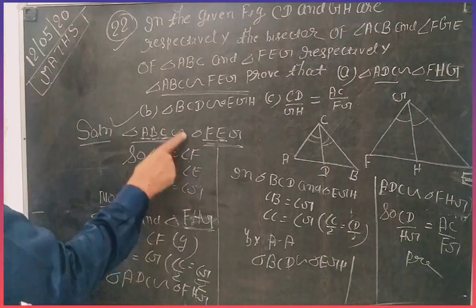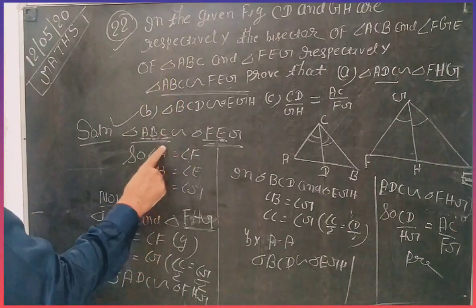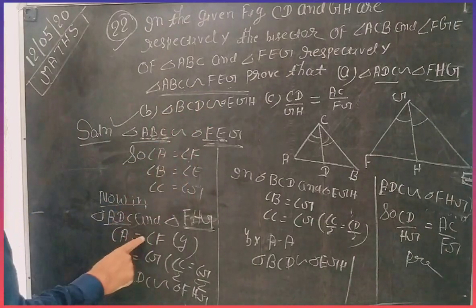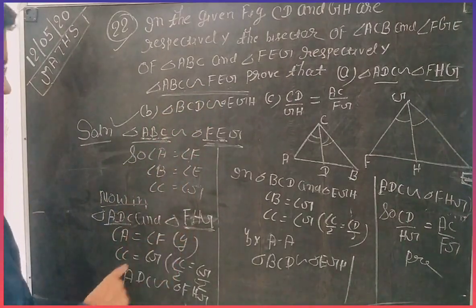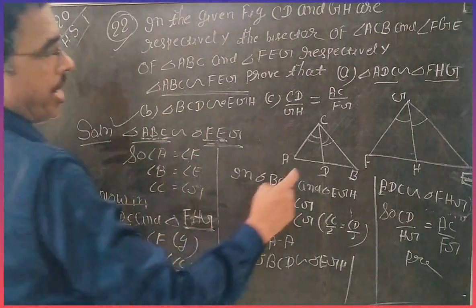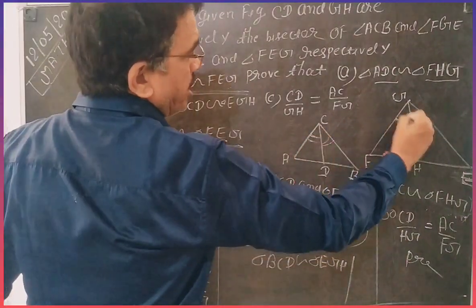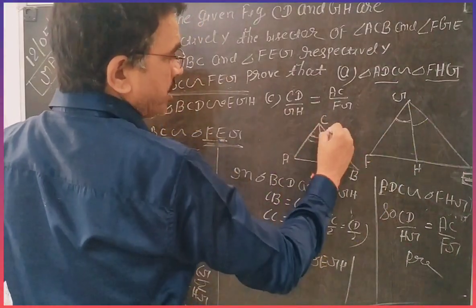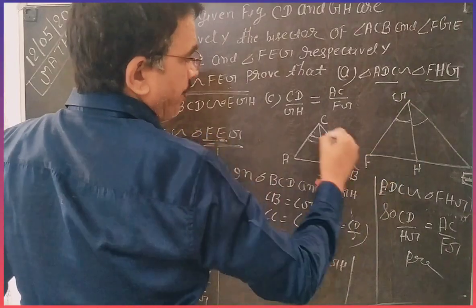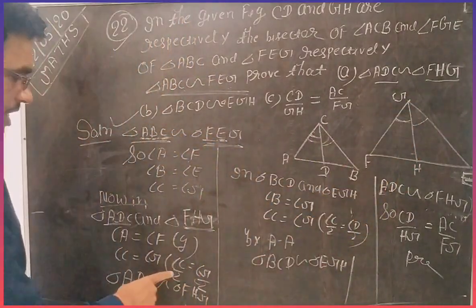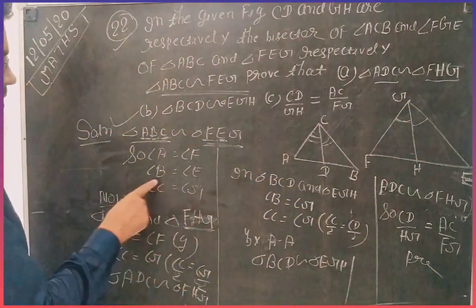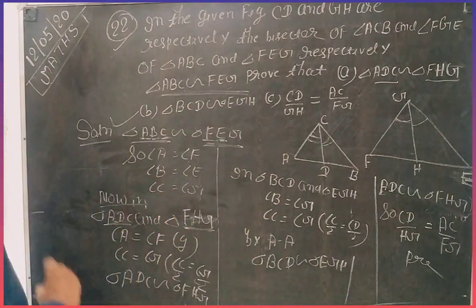Clearly, because it is given in your question that these are similar, their angles will be equal. So A is equal to F, already given, and C is equal to G. I write this C is equal to this G. Why? Because whole C is equal to whole G, then half C is equal to half G. So the reason is C by 2 is equal to G by 2, because C and G are given.